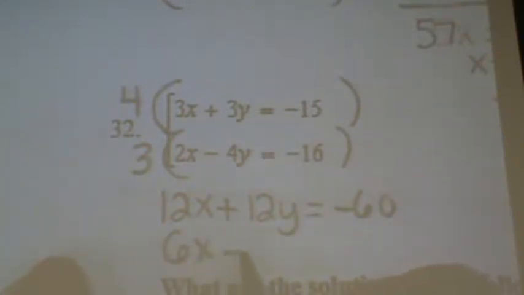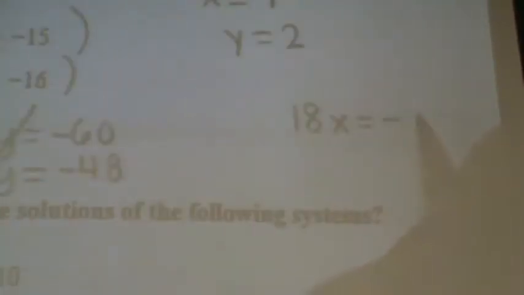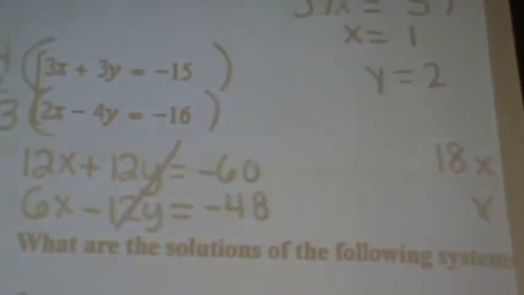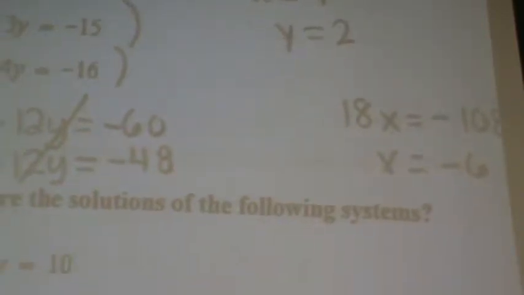It's negative 60. So these cancel. It's negative 48. Negative 40. You get 18x equals negative 108. And what's x? Negative 6. And when you plug negative 6 into one of these two equations, what do you get for y? I got 1.